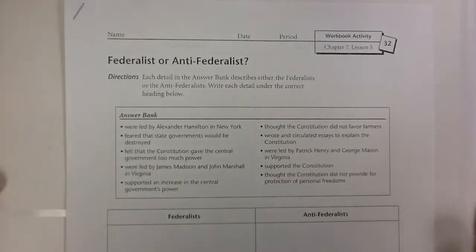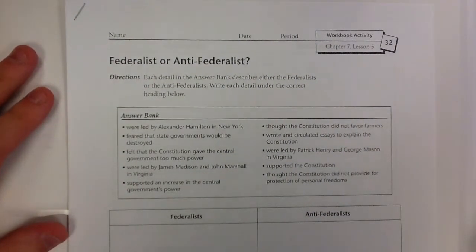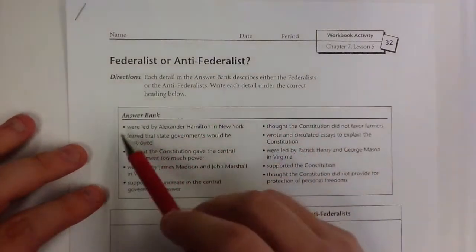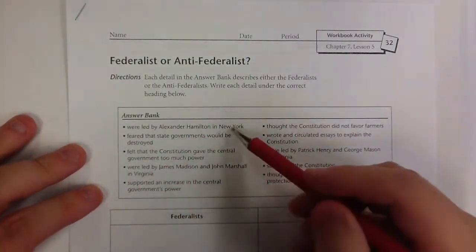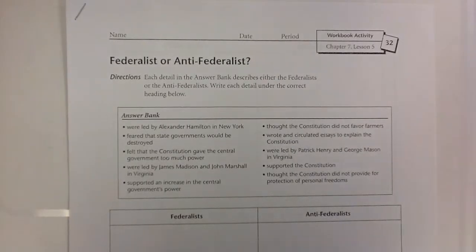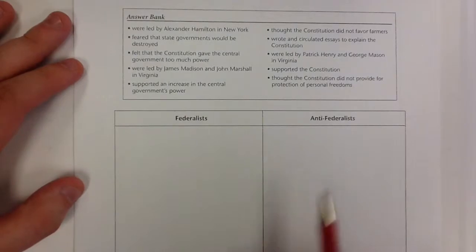Okay, you have this chart here. It's Federalists and Anti-Federalists. I hope you just watched the video that kind of explained the difference, and we also read about it on Friday. So here's what you have to do. Up at the top is the answer bank. Each one of these bullets is a separate answer. You need to sort through these bullets and put them in the right side of the chart.